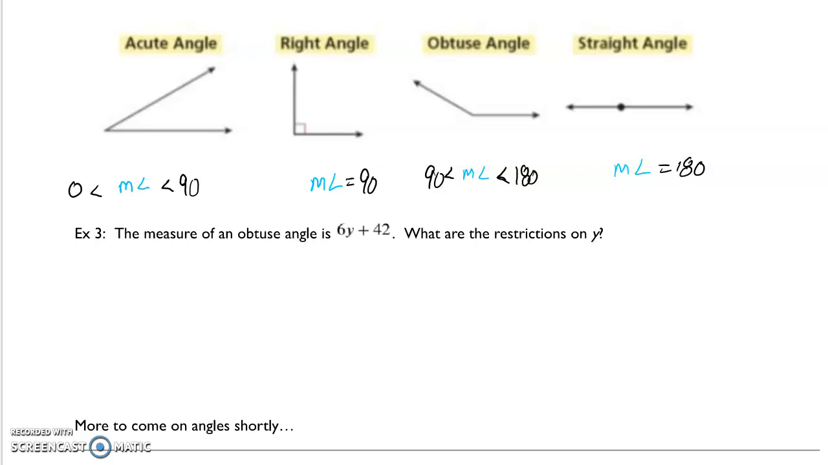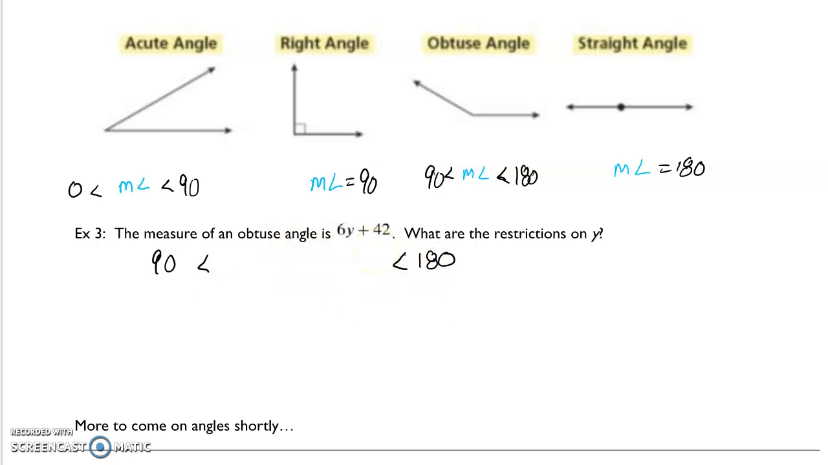Okay? It's important when we get example problems like number 3. When I say that the measure of an obtuse angle is 6y plus 42, what are the restrictions on y? Well, first, I have to conclude that it's an obtuse angle, so the restrictions on the angle are greater than 90, less than 180. So I write my restrictions on my angle measure. Greater than 90, less than 180 degrees. That is the restrictions on my obtuse angle.